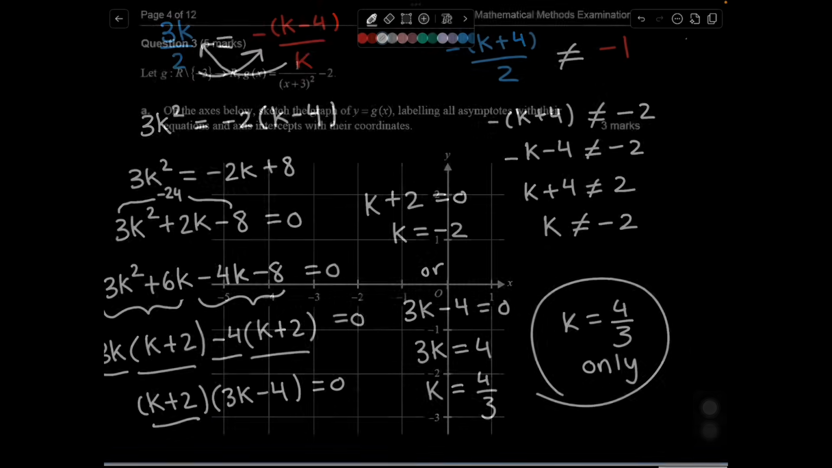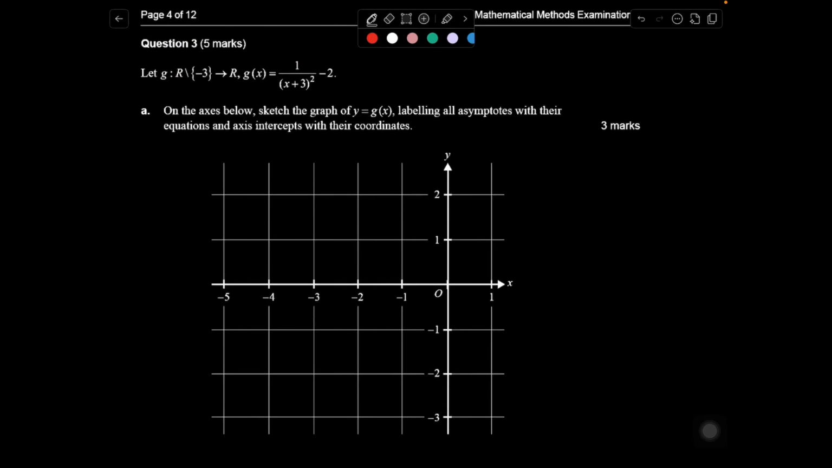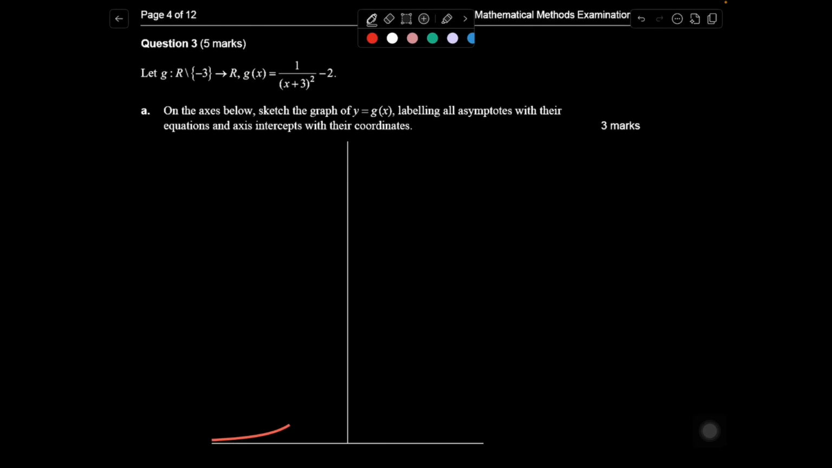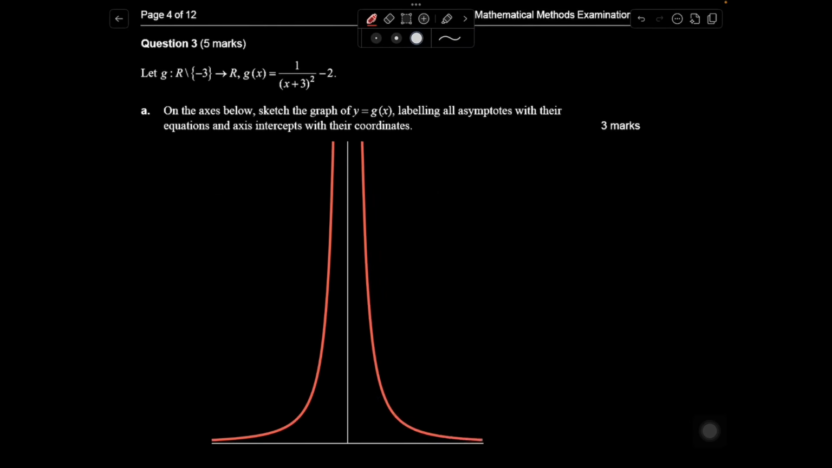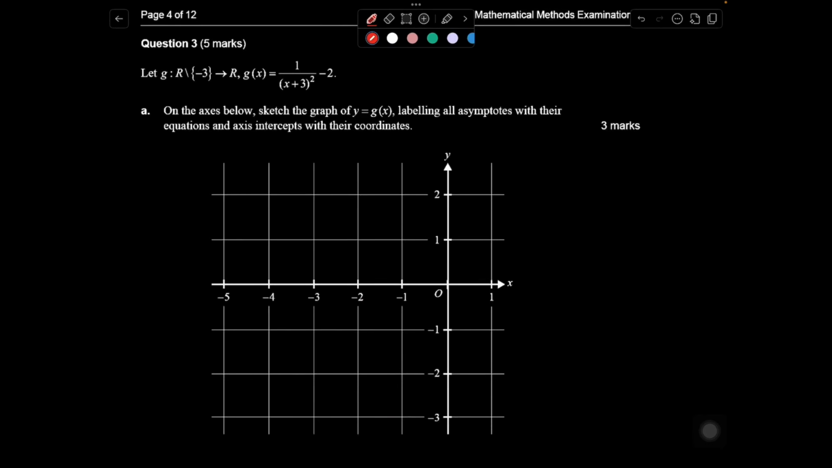Next question. So here it wants us to draw this graph. Before we start drawing, it's important that we know what kind of graph this is so we know what it looks like before we start. So this is a truncus and it looks like this. Let's start with the asymptotes first. So our vertical asymptote is just the opposite of this number, or it's whatever makes this bracket 0. So in this case, it's negative 3.